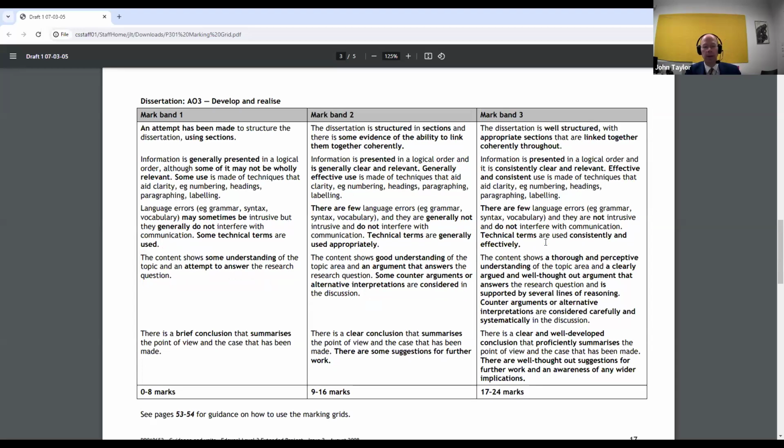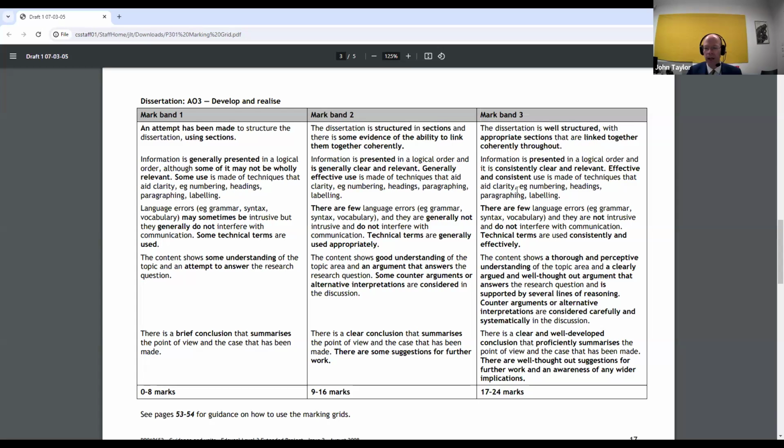AO3 is all about our argument. You'll see there are some criteria which relate to good, well-presented projects with good structure and good linguistic communication. But towards the middle and the bottom of the criteria, you'll see a lot of emphasis on argument and counter-argument. A sustained, developed answer to the research question is what a dissertation should contain. It needs to be evidence-based, backed up from the research, and there needs to be consideration of both argument and counter-argument, or alternative interpretations if, for example, they were looking at a more historical or linguistic approach.